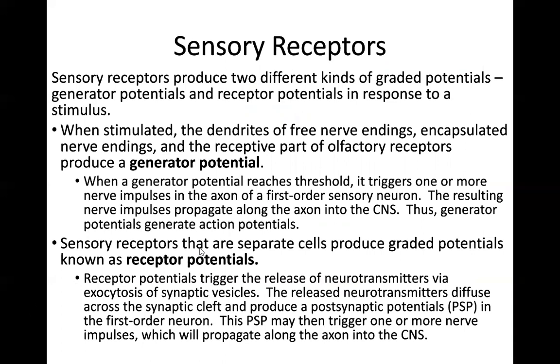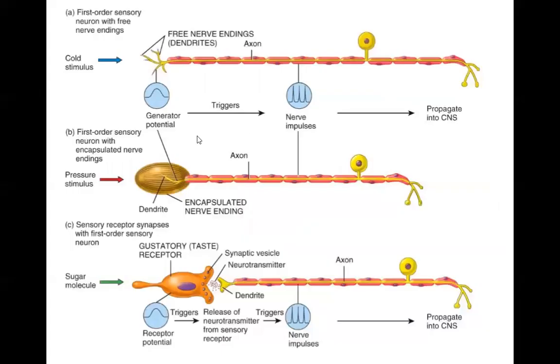Now, this is important because these sensory receptors produce two different kinds of graded potentials. Remember, a graded potential is that small change away from resting membrane potential that, if strong enough and it hits threshold, we then create nerve impulses, action potentials. These two, free nerve endings and encapsulated nerve endings, both create the same thing, what's called a generator potential.